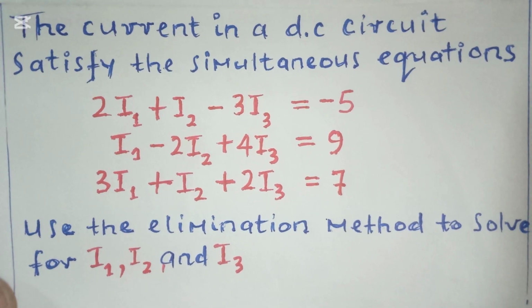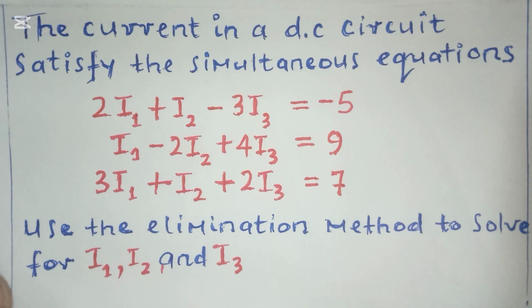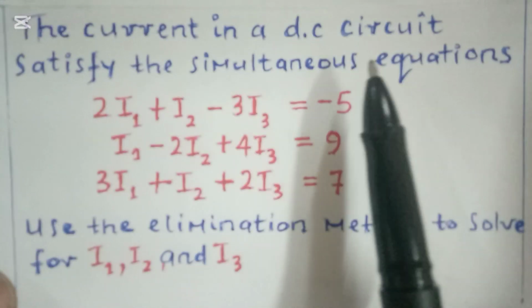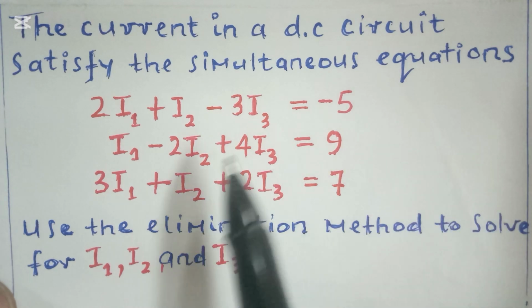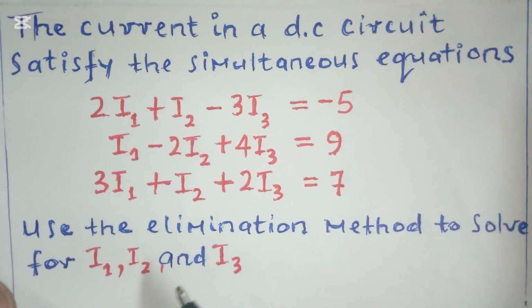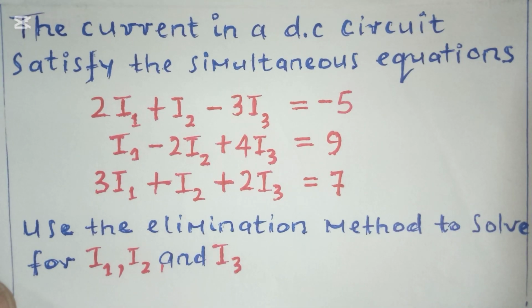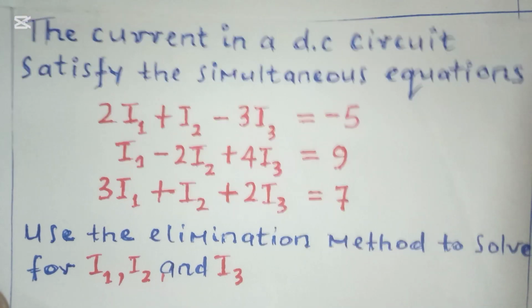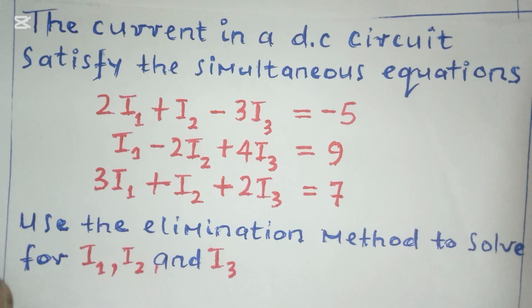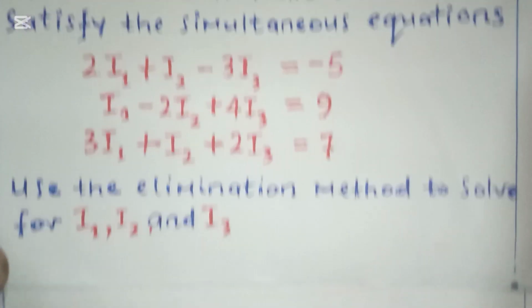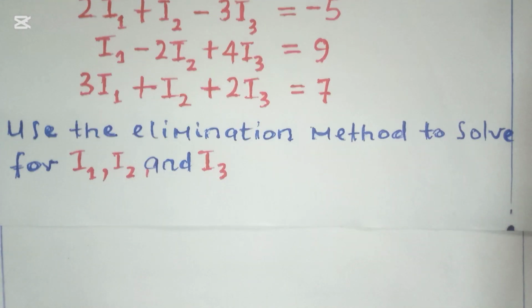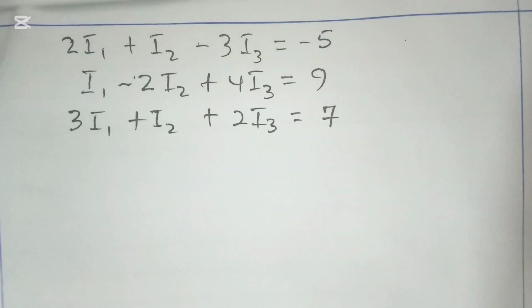Let's do this problem and I read it first. The currents in a DC circuit satisfy the simultaneous equations. So those are the simultaneous equations. Use the elimination method to solve for I1, I2 and I3. And so guys, I had prepared that by having written these equations down. And so guys, we continue from there.